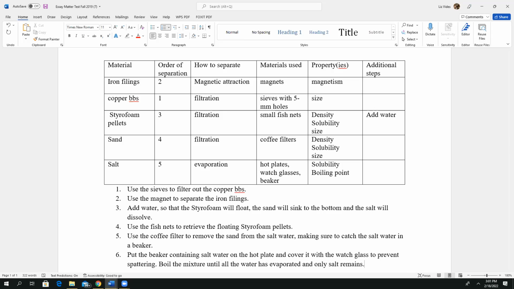But the properties are not down here. If you put them up here, it's okay. You don't have to mention them down here. But if you don't put them in here, then you have to say use the sieves to filter out the copper BBs because of their size. Right? Use the magnet because of its magnetic attraction.